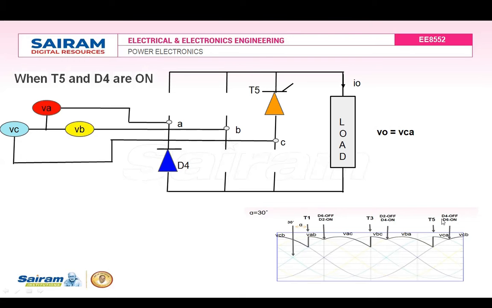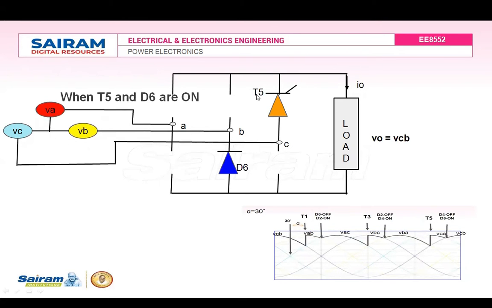After this point, D4 is turned off automatically. Therefore, T5 will conduct along with D6. So current will flow from the point C through T5, through the load, through D6 and back to B. Hence the load is connected between the terminals C and B. Hence the load voltage is equal to VCB. So this process will continue. Again, when T1 is triggered, it will follow VAB, then VAC, then VBC, then VBA, and so on.